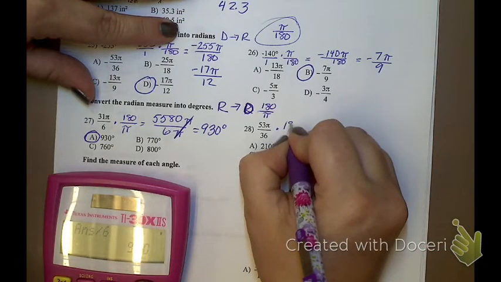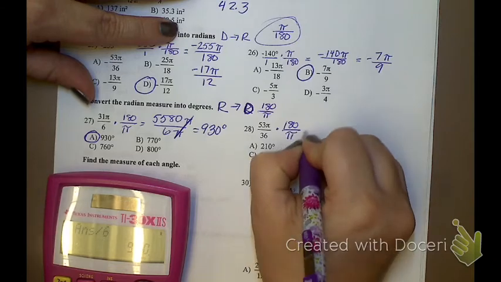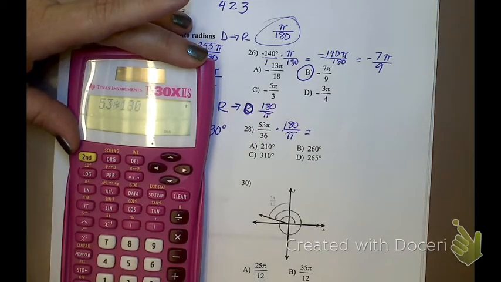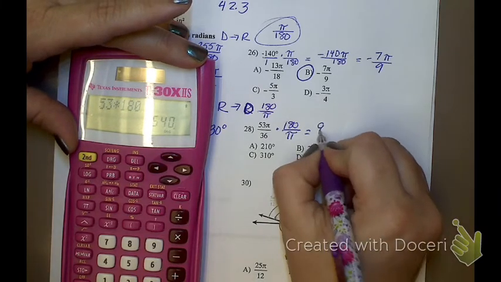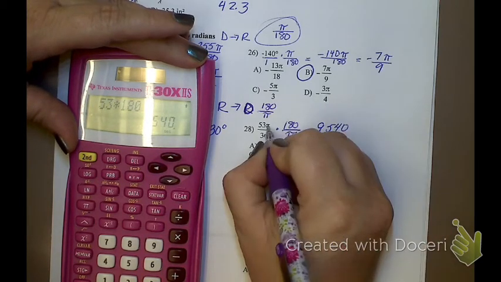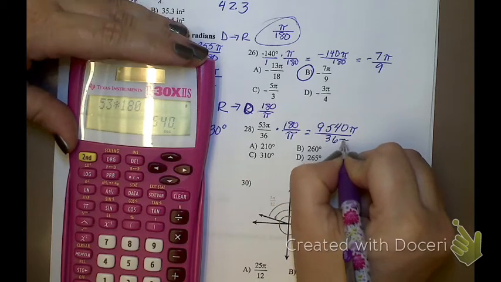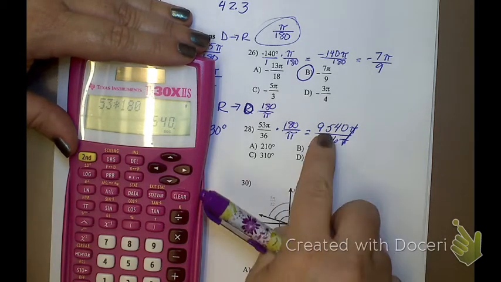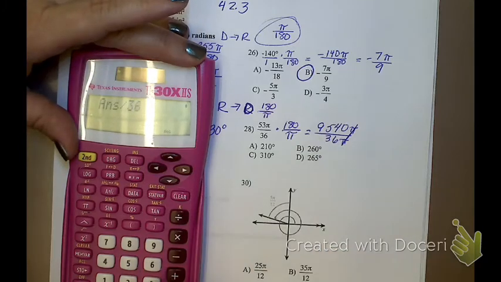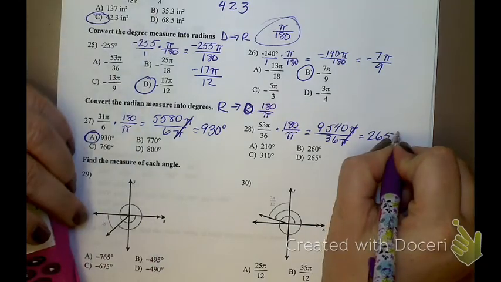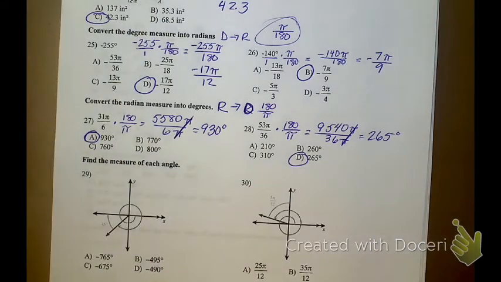Same story over here. Multiply by 180 over pi. Let's see, 53 times 180 is 9540. There's a pi. On the bottom, I have 36 pi. The pi's cancel, so I just need to know what 9540 divided by 36 is, and it's 265. And that's D on that problem.